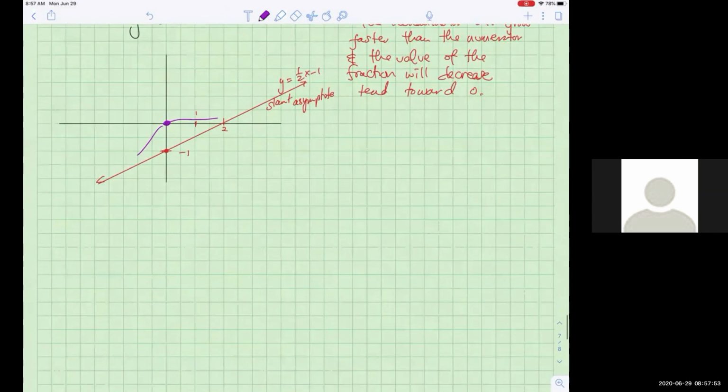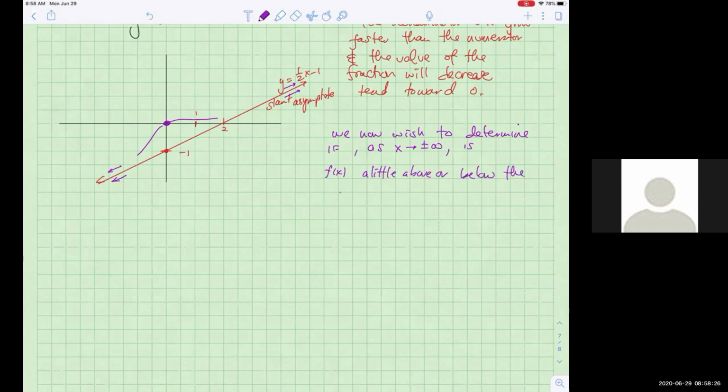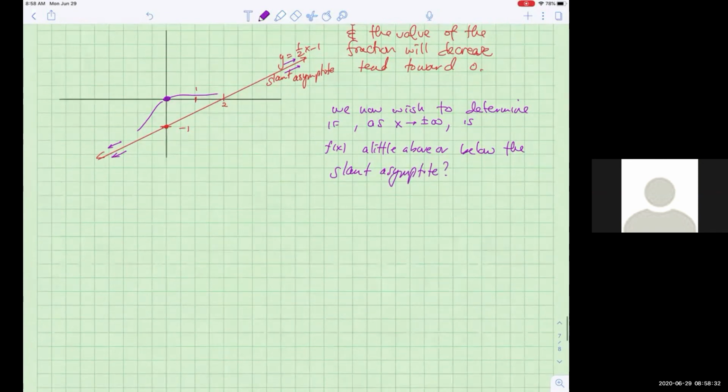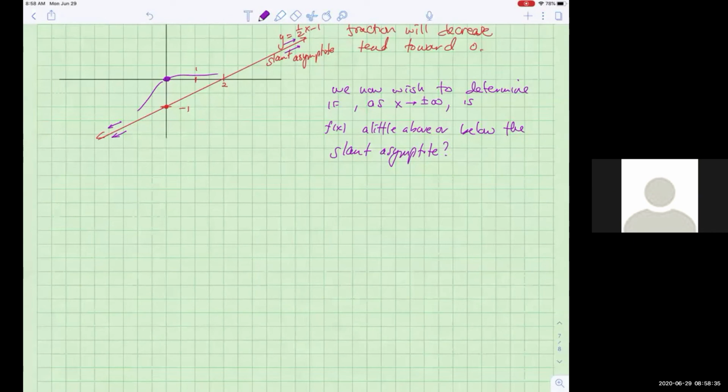The question is, while we're getting arbitrarily close to this asymptote, we now wish to determine if, as x approaches positive or negative infinity, f of x is a little above or below the slant asymptote. Okay, so let's do some more analysis.